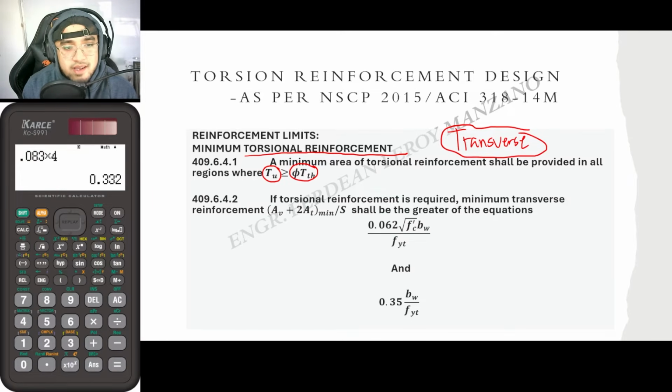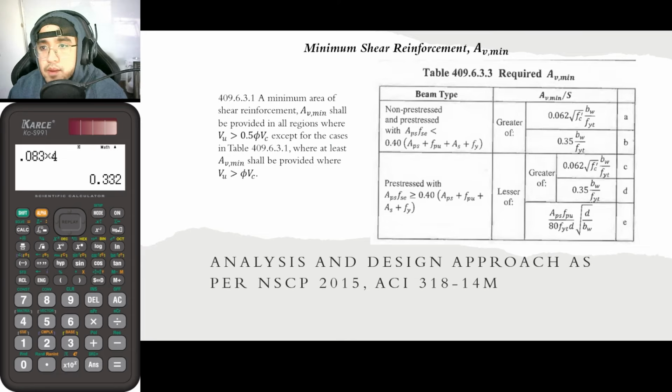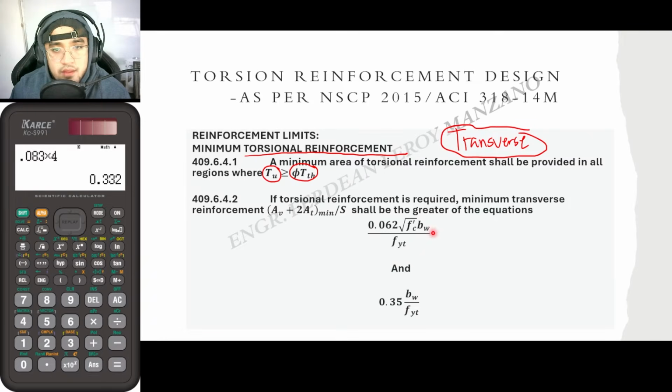So it is said here in this slide that if torsional reinforcement is required, the minimum transverse reinforcement, AV plus 2AT minimum over S, shall be the greater of these equations. As you can see in these equations here, they are very similar to our AV min before, which is this. So ito lang po, parehas po siya dito for AV min. Basically in that slide, yan, parehas lang po sila ng AV min.